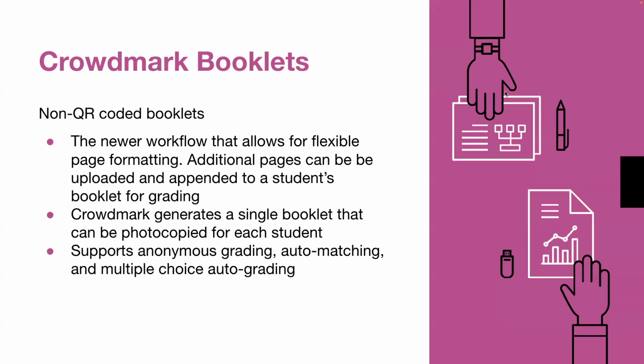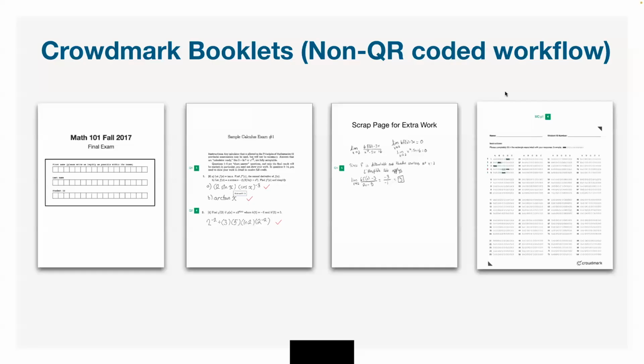The difference between the Crowdmark booklets and the non-QR coded booklets is they can be photocopied because they don't have unique QR codes on them. And the upload process looks much the same as for Ready to Grade. So this is an example of what a non-QR coded booklet might look like. You'll see there's an auto-matching region on the front. We have some question content, and then there were maybe some multiple choice questions that were distributed outside of the booklet, and they were answered on the multiple choice bubble sheet.